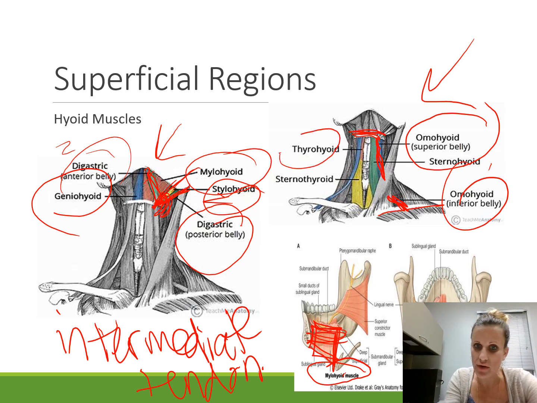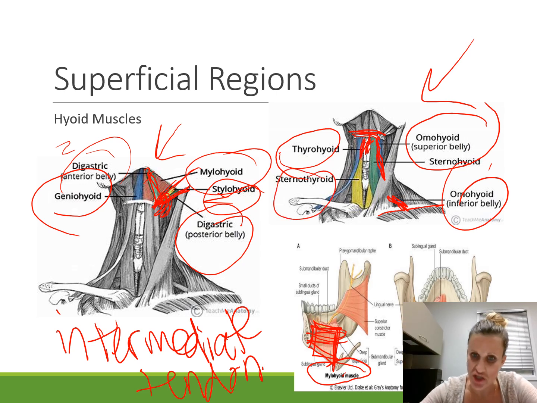The thyrohyoid, okay, it connects to the thyroid cartilage. So if you look behind this a little bit right here, this is showing you the thyroid cartilage, which is the most anterior, largest cartilage of the larynx. So the thyrohyoid connects to the hyoid bone and to the thyroid cartilage. And then the sternothyroid is a continuation that goes down from the thyroid cartilage to the sternum right here.